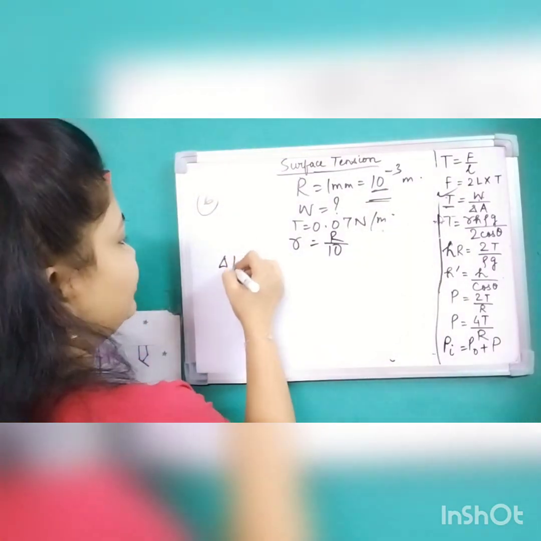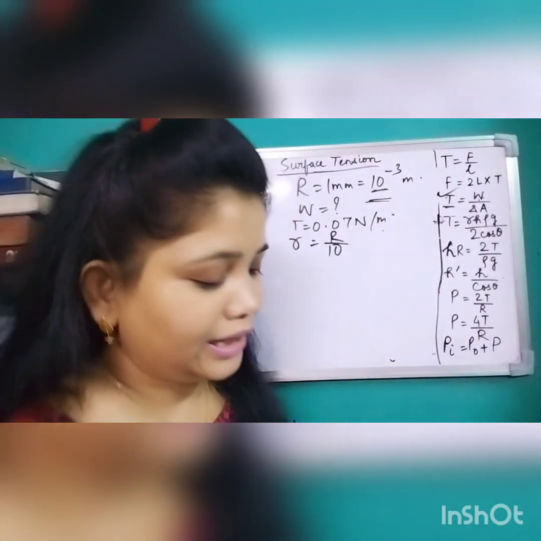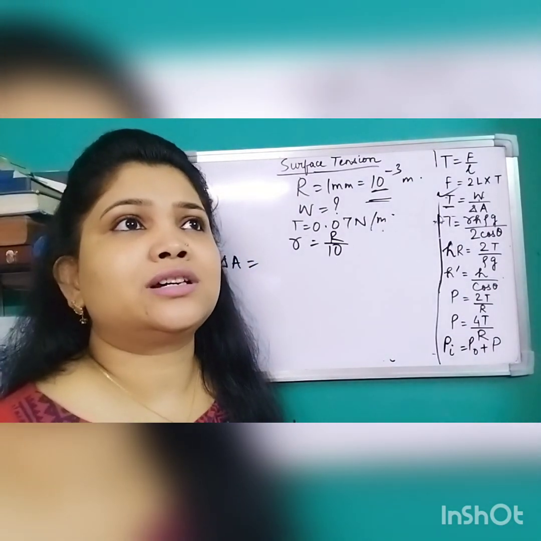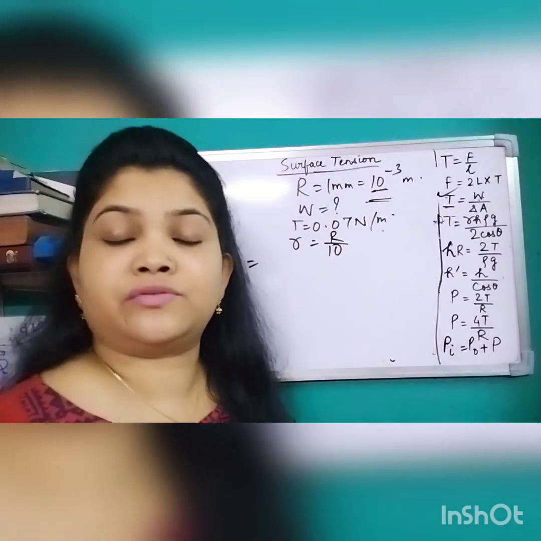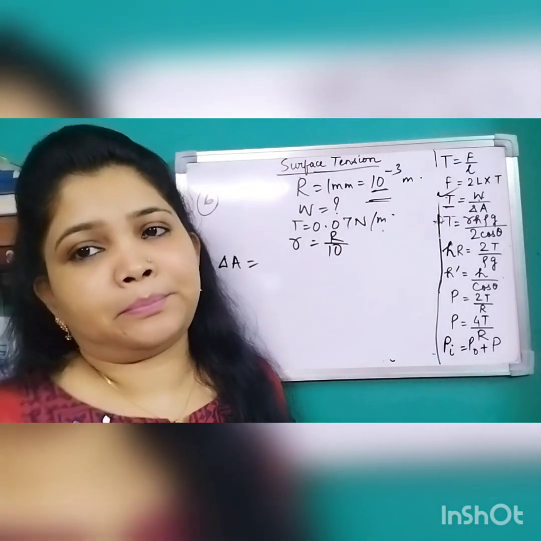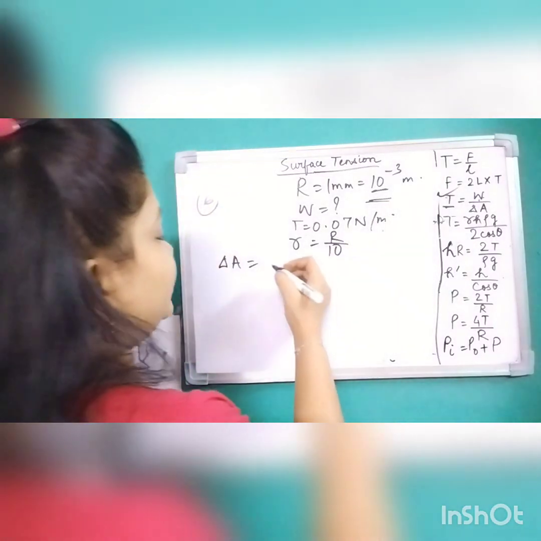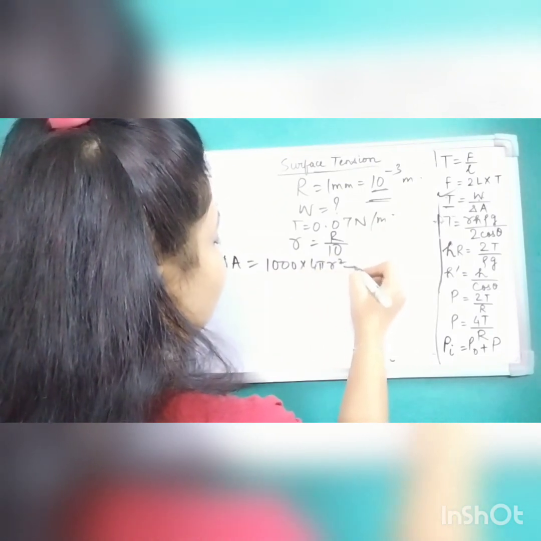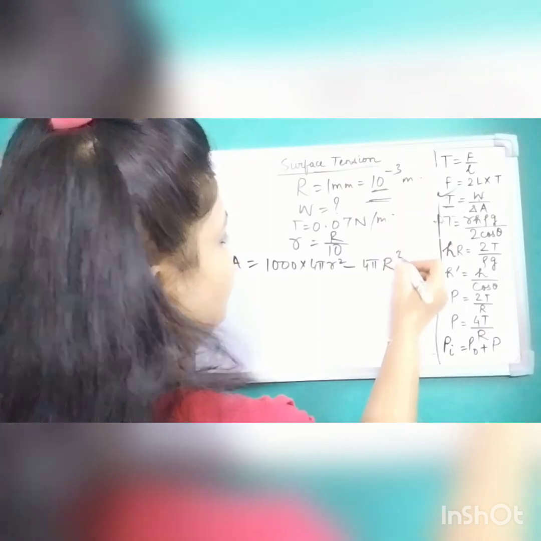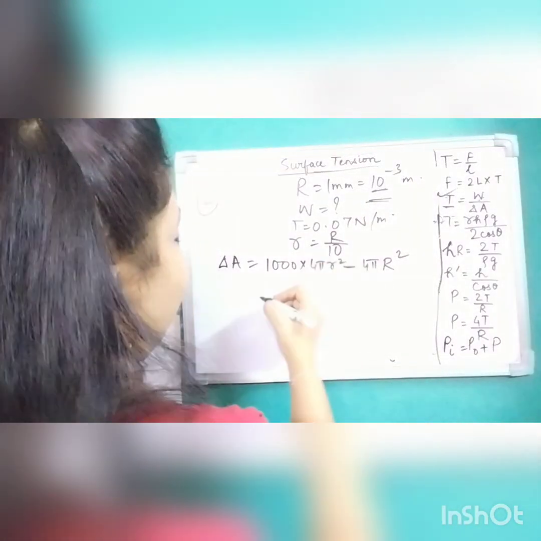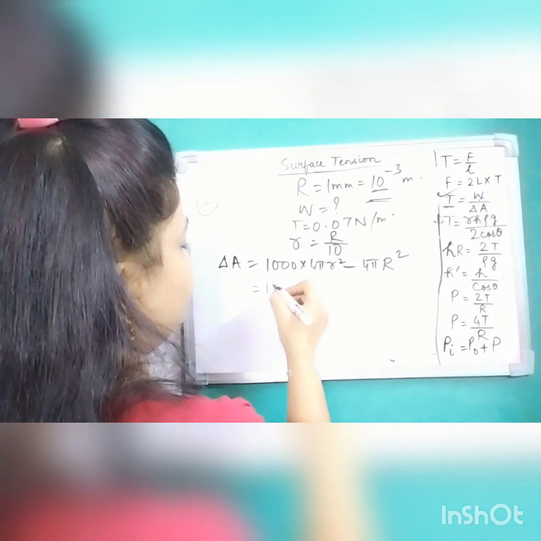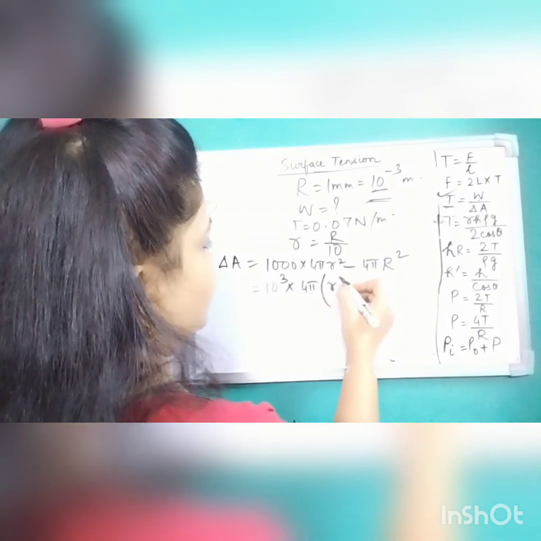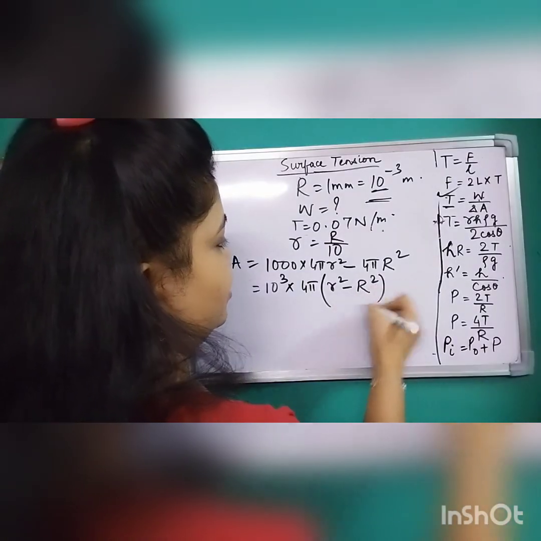So we have to find out delta A. Now, how will you find out delta A? Delta A is nothing but the surface area of the 1000 drops which are breaking minus the big drop. So you can easily write it as 1000 into 4 pi r square minus 4 pi capital R square. If you take 4 pi common, and 1000 means 10 to the power of 3, you are left with r square minus capital R square.